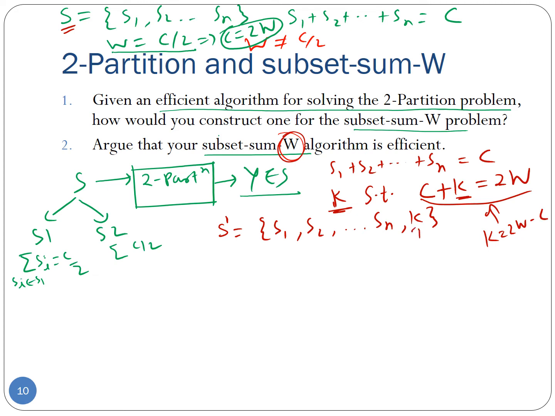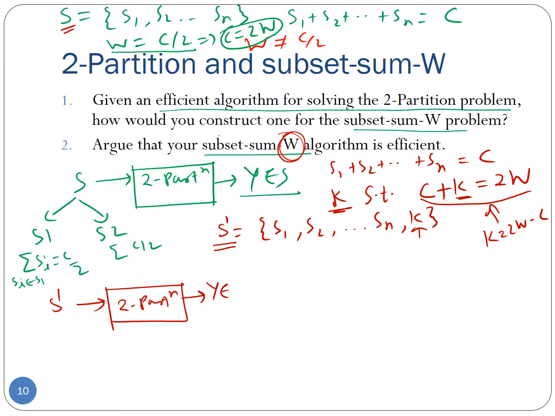So we have added that constant K over here. Now we will feed this S prime into the two partition algorithm. Let's say this is our two partition algorithm. We'll feed this S prime and ask whether it is possible to partition this S prime into two subsets S1 and S2 that add up to the same value, right?